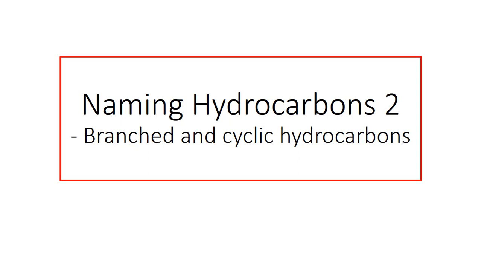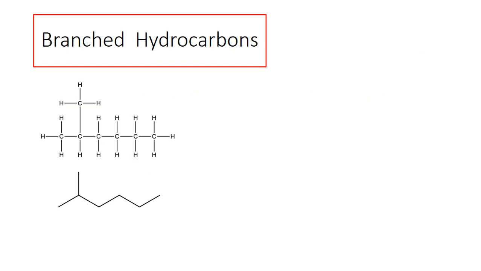Naming hydrocarbons 2 continues on from number 1, and this time we're looking at branched and cyclic chain hydrocarbons. A branched hydrocarbon is when we have carbon atoms coming off a central carbon chain, like we see here, coming off this central carbon atom. In naming them, we start off by counting the number of carbons in the longest carbon chain. In this case, we have 6 carbon atoms in our longest carbon chain. This means there will be hex somewhere in the name, like we learnt from the last video.